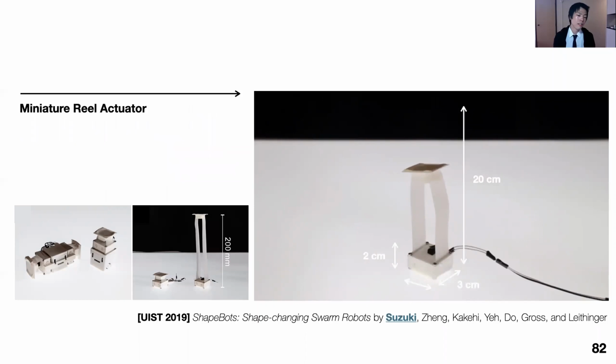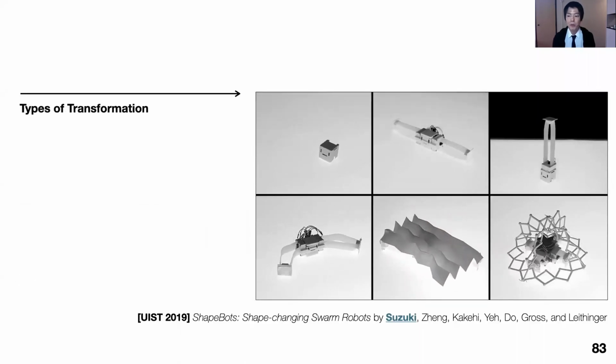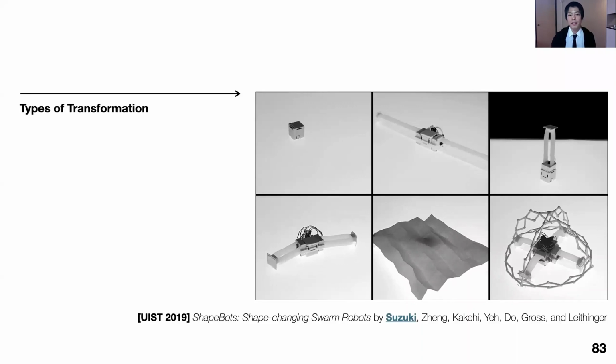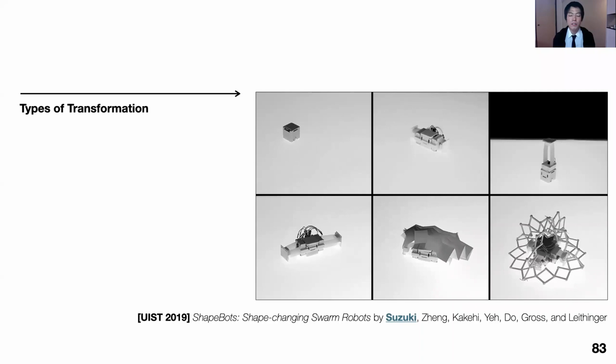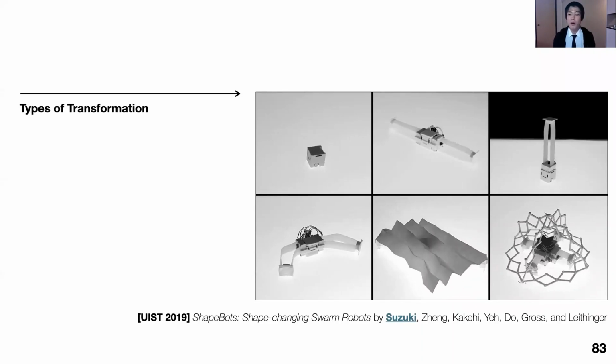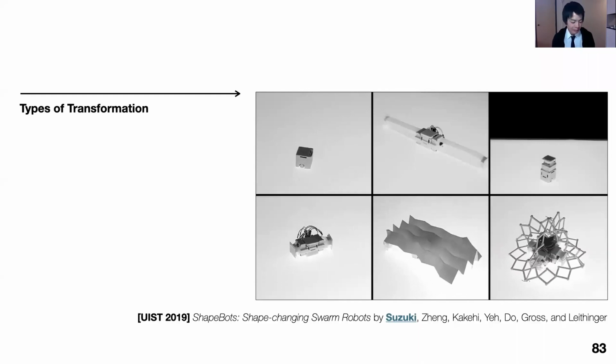As you can see, the ShapeBot consists of the swarm of the robots as well as the extendable actuator. To this end, we developed a miniature linear actuator that can extend from 2 centimeters to 20 centimeters. And by leveraging this modular shape transformation capability, we can make the swarm robots that can not only move onto the 2D surfaces, but also horizontally expand or vertically expand, or even make 2D surfaces with 3D volumetric shape.